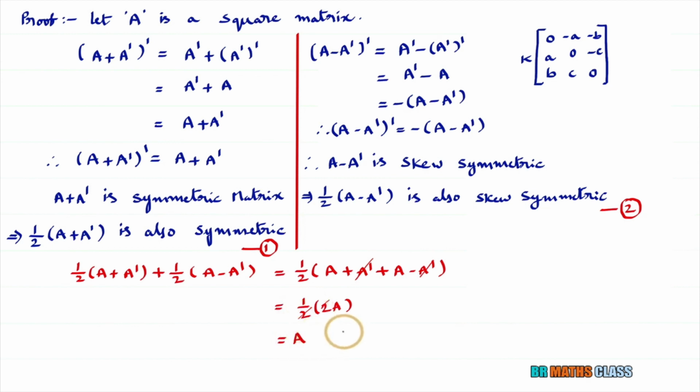So finally, what is the conclusion? Therefore, A, this square matrix, is expressed as half into A plus A dash, which you observe in equation 1 is symmetric, plus half into A minus A dash, which is skew symmetric. Sum, this is addition, sum of symmetric and skew symmetric. So the square matrix A is expressed as sum of symmetric and skew symmetric matrices. So hence we proved the theorem.